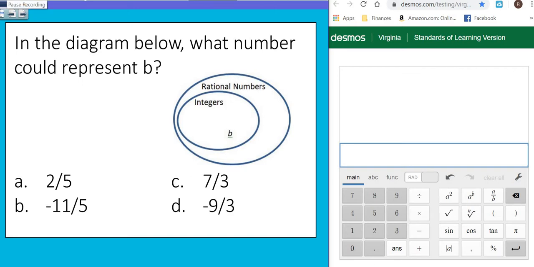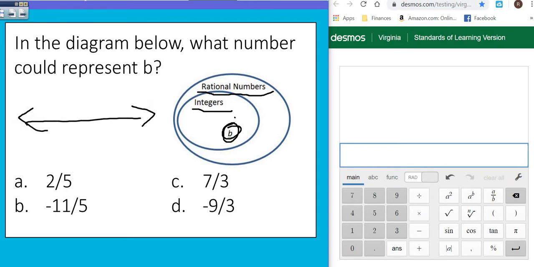In the diagram below, what number could represent B? If you notice, we have B right down here inside of integers, and integers, of course, is held within rational numbers. So we have to think about integers. Integers are those numbers that are on that perfect number line. Some of these we're going to have to put in the calculator just to make sure.